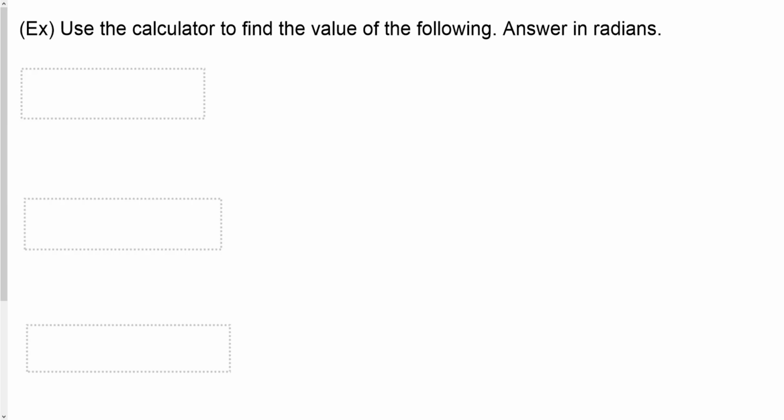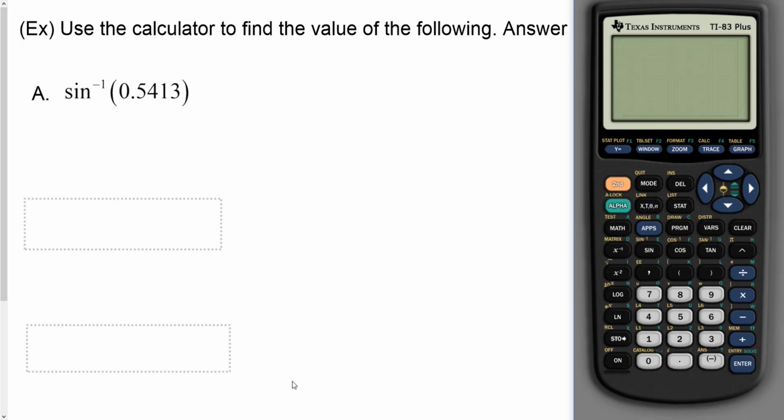Next, use the calculator to find the value of the following. Answer in radians. Okay, so the calculator can find these arc functions as well. And if you'll notice, above the sine button, you have sine to the negative 1. Above cosine is cosine to the negative 1. And above tangent is tangent to the negative 1. So you have these arc functions as well. And if you're answering in radians, just make sure you're in radian mode.